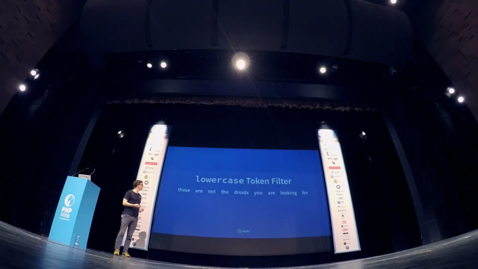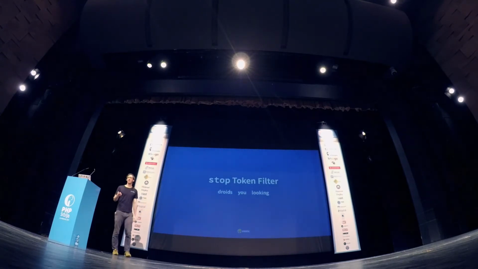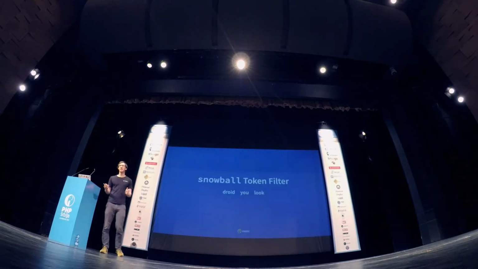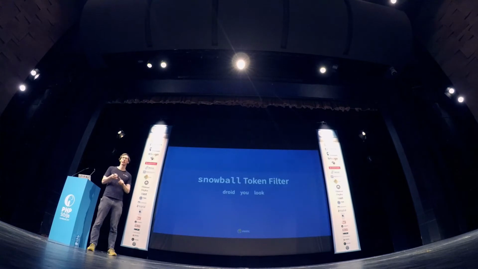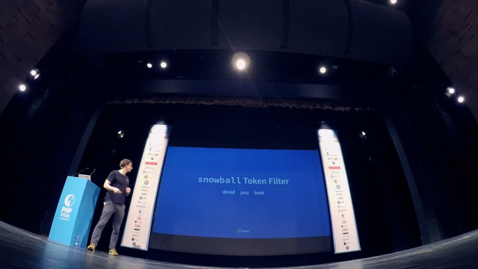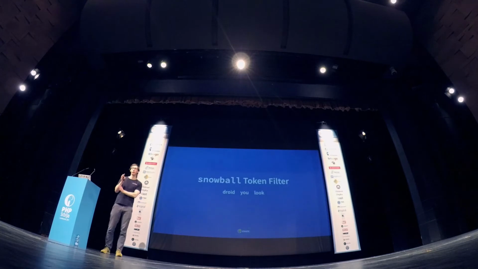So from "these are not the droids you're looking for," you end up with "droids you looking." These are the non-stop words in that sentence. And then you stem them. Stemming basically means you cut off the ending of the word, because you don't really care if somebody searches for droid or droids. You are more interested in the concept. So "droids you looking" will be stemmed down to "droid you look." And these are the tokens which you then store for full-text search.